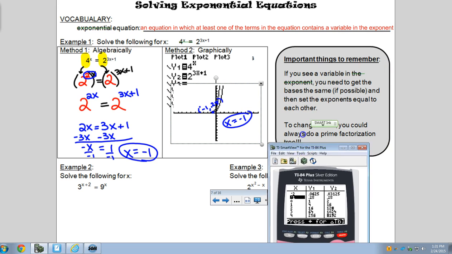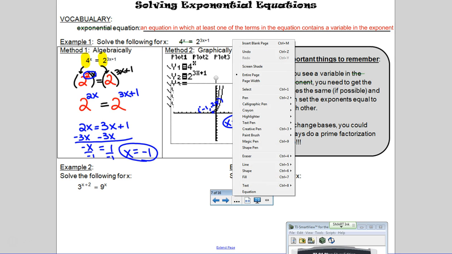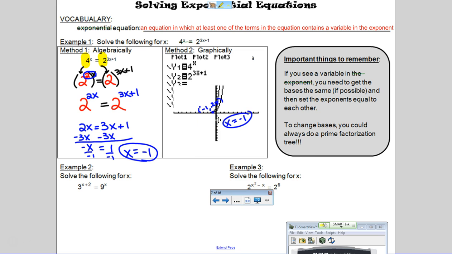Okay, so moving down to example 2. All right, solve the following for x. Again, once I have base numbers that I'm working with, the first thing I'm going to try to do is get the base numbers to be the same. So I'm looking at the 3 and the 9. Well, 9 is 3 squared, and 3 is 3. So we have both the same base.